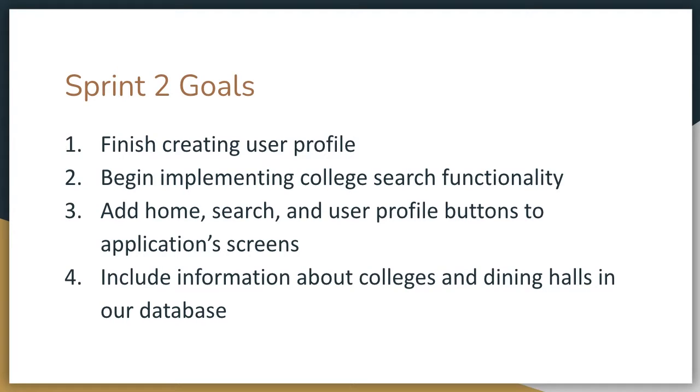For Sprint 2, we focused on customizing our application beyond the basics of Sprint 1. We created the user profile, which is complete with a customizable user profile picture. We started developing our college search tool, which allows users to search for colleges and see each college's dining hall review information. We also added home, search, and user profile buttons to most screens of the app so that users can easily navigate from one screen to the other. Finally, we expanded our database to include information about colleges and dining halls.